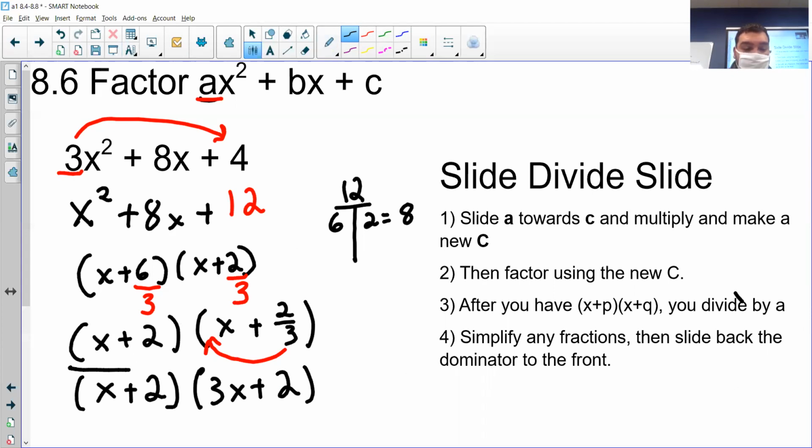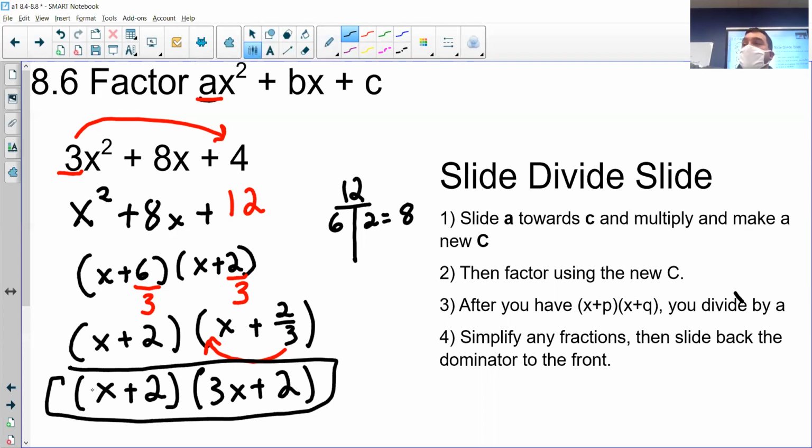Why can't you just have it written out as x plus 2 and x plus 2/3? No, because the question was, can I just leave it as x plus 2 over 3? If I FOIL it out, I wouldn't get the original situation. Because if I did x times x, it would just get x squared. I need it so it becomes 3x squared plus 8x plus 4. And that only happens if I slide it back forward.